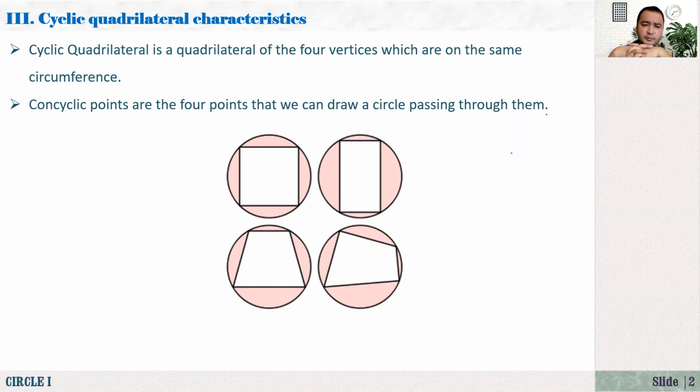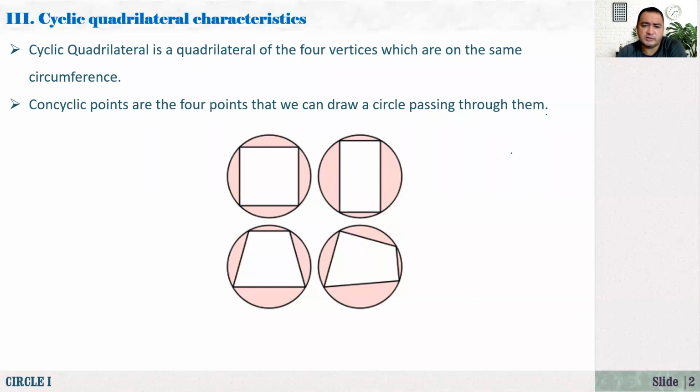And concyclic points are 4 points through which we can draw a circle. So that means if you're given any 4 points, of course, not lying on a single straight line, and if we can draw a circle that passes through all of these points, such points are called concyclic points. As you see in this picture, we are given 4 different examples.